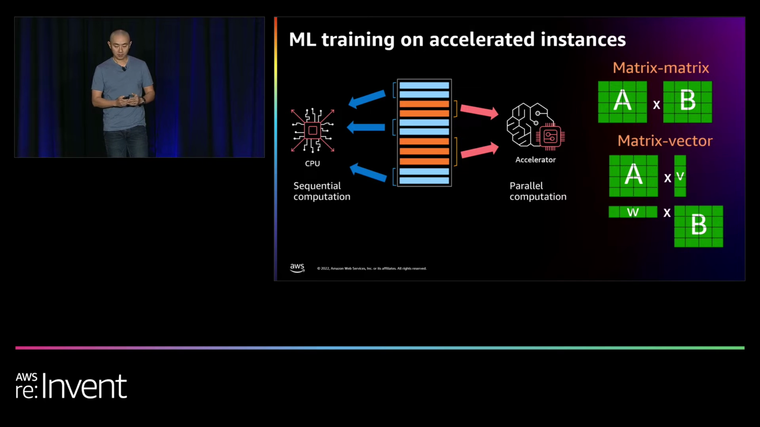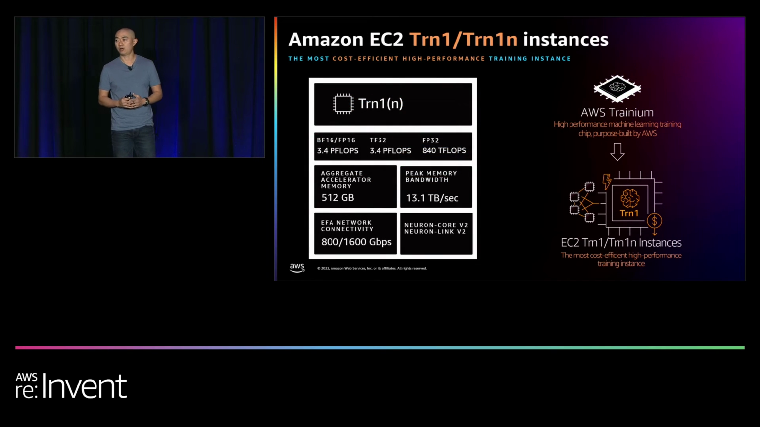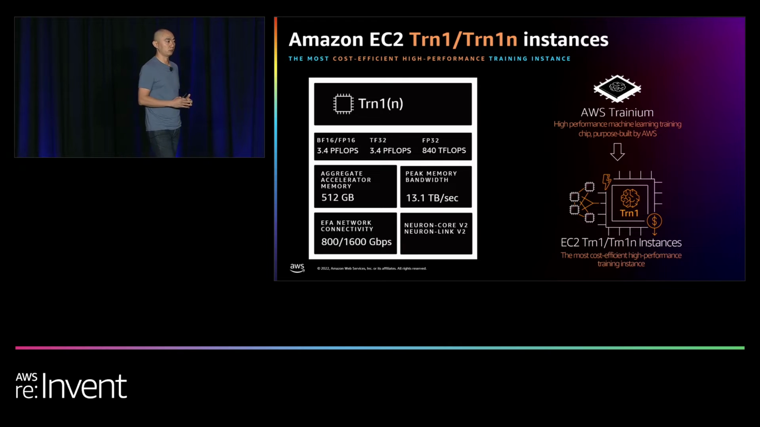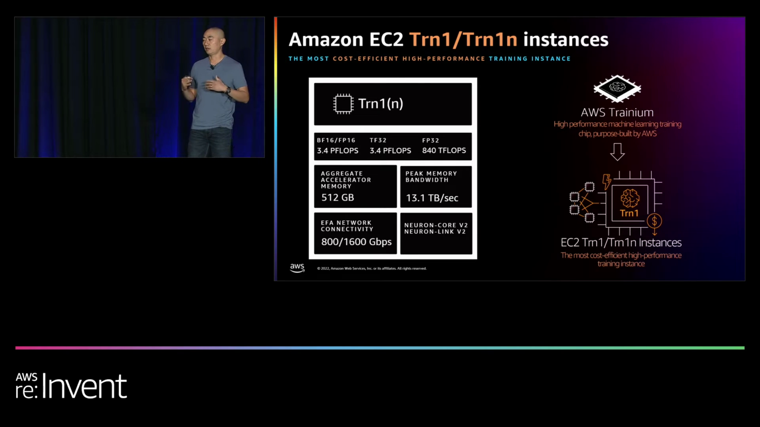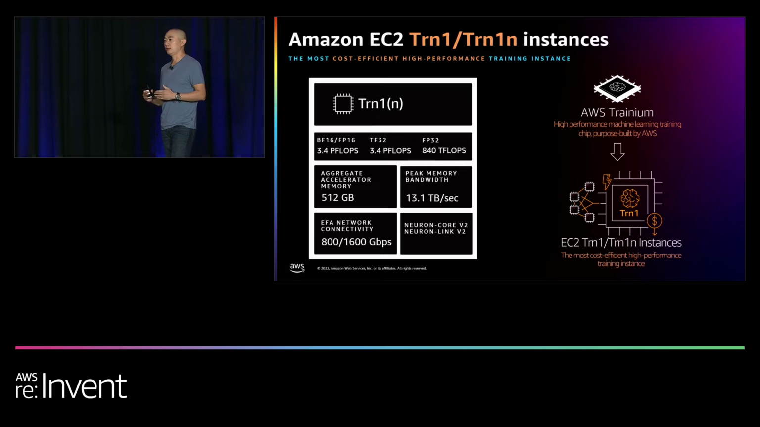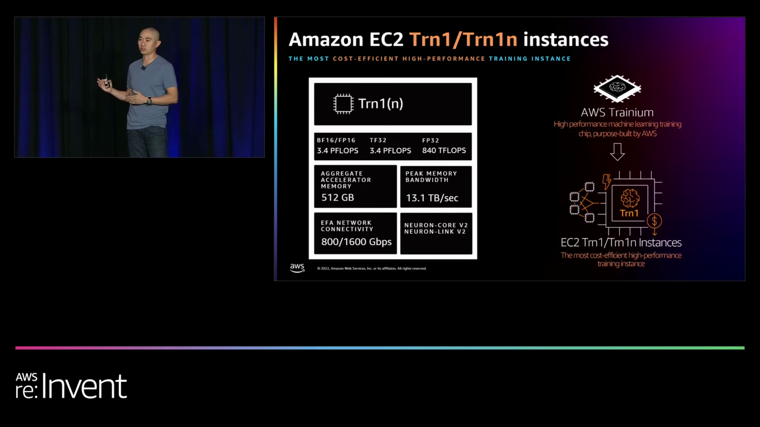Here, this example is from our most recently launched TRN1 instances. As I said earlier, it is powered by AWS Trainium, and we've done a lot of innovation to make sure it has very high performance at a very low price point for deep learning model training. It offers good performance, right? If you look at the half precision performance, it goes as high as 3.4 petaflops for one Trainium instance.